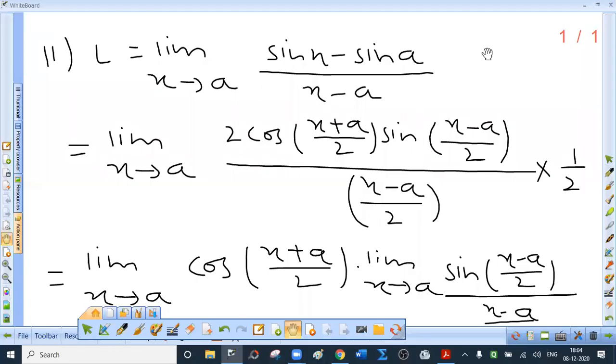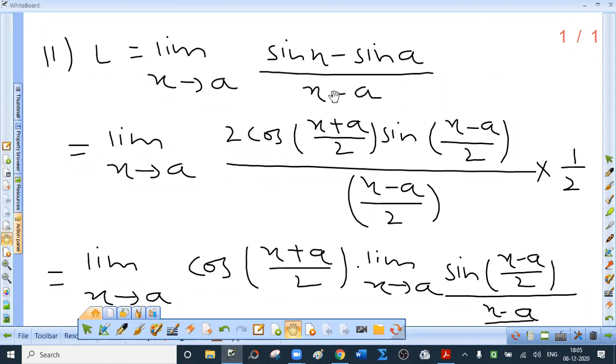Sum number 11. Let L be the limit, x tends to a, sin x minus sin a upon x minus a. Usually what we do, if x tends to a, not equal to 0, and a standard trigo limit is to be used, then we have to put x equal to a plus h. As x tends to a, h will tend to 0. Yes, this method can be used here. But here I'll tell you a shortcut method.